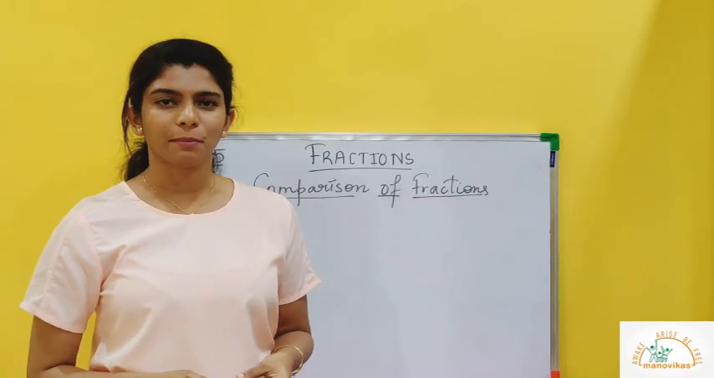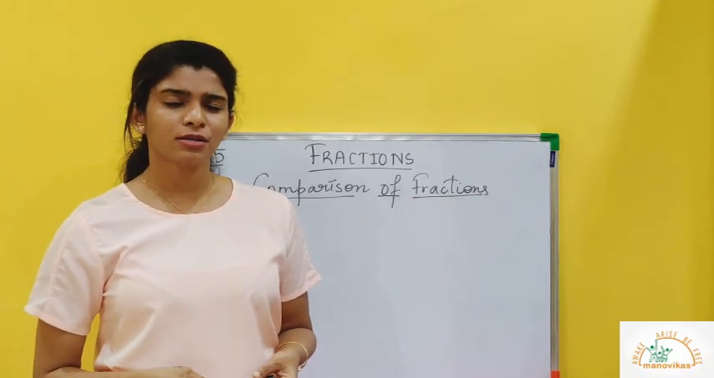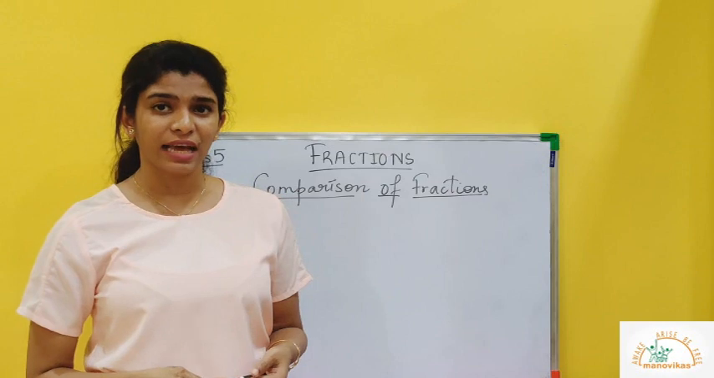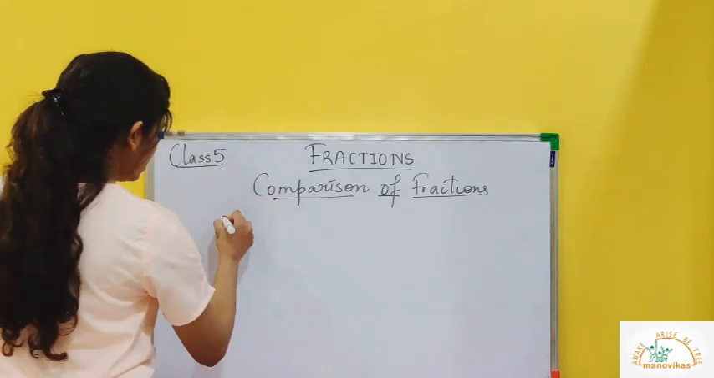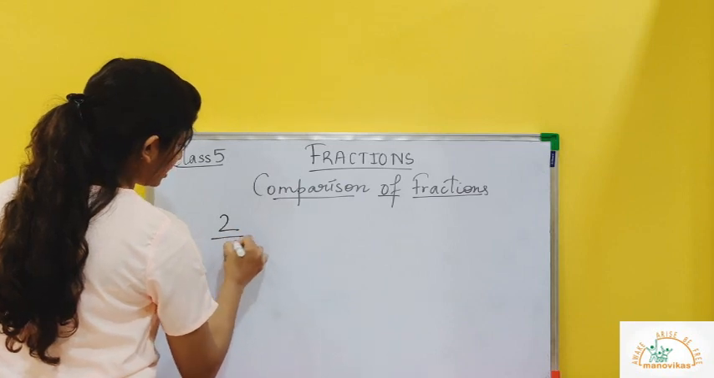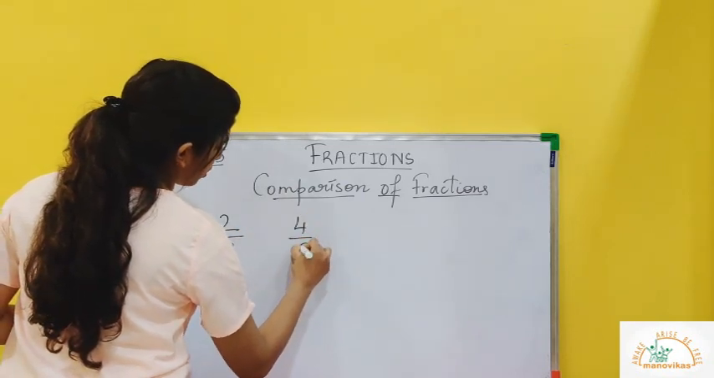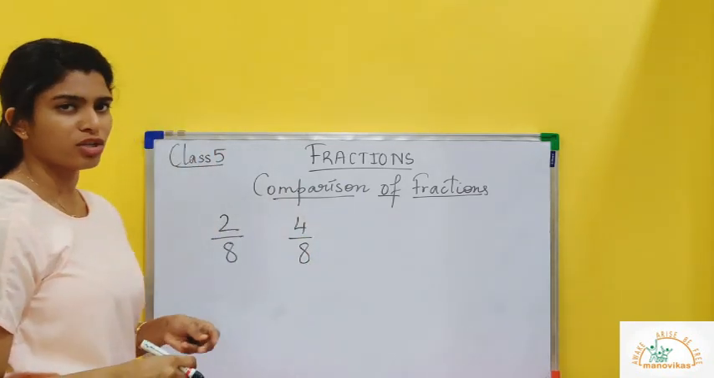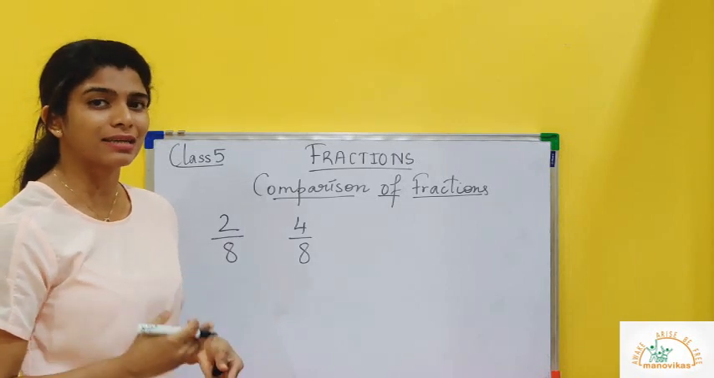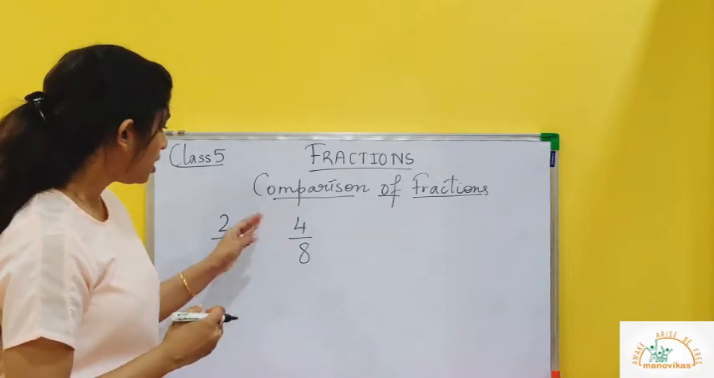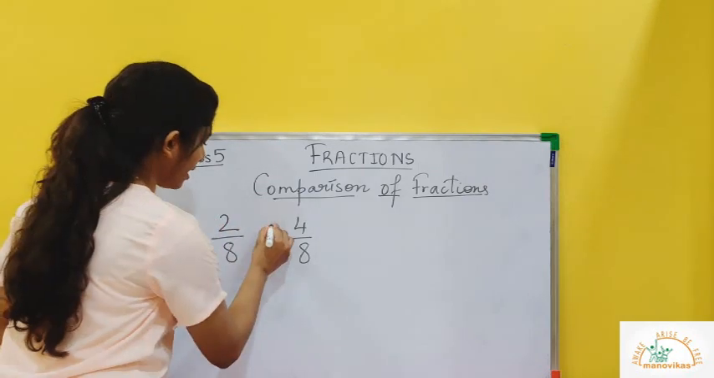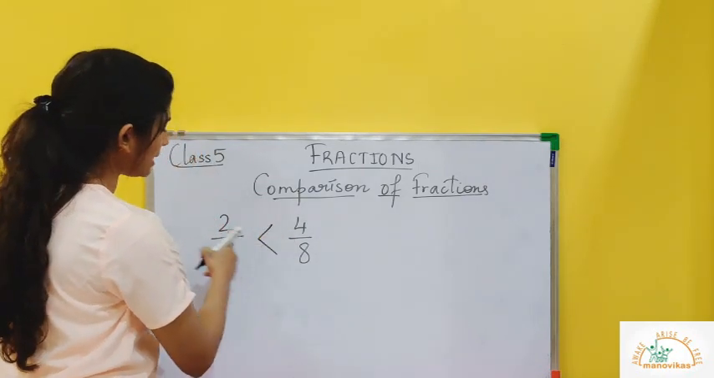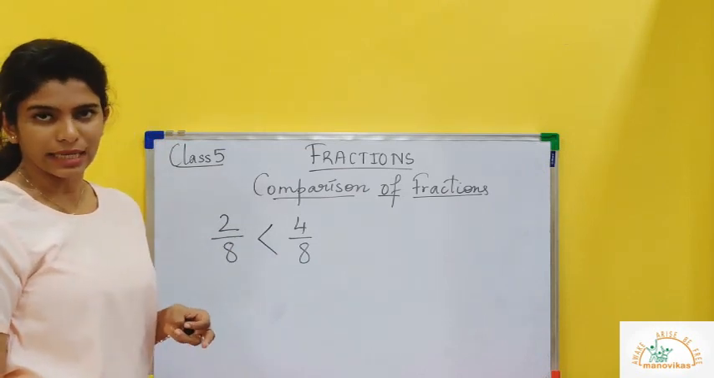Now let's see how to compare fractions. It's easy for us to compare fractions when we have the same denominator. So let's take an example: 2 upon 8 and 4 upon 8. Look at these two fractions. Can you tell me which fraction is greater than the other? Yes. If you see here, 4 is greater than 2. So it is obvious that 4 upon 8 is greater than 2 upon 8.